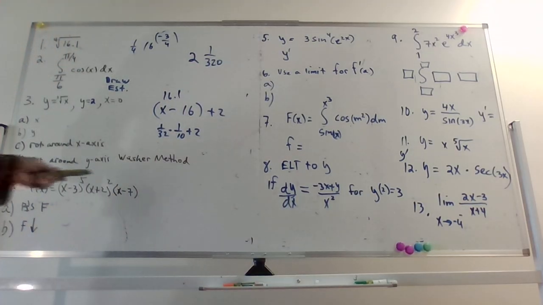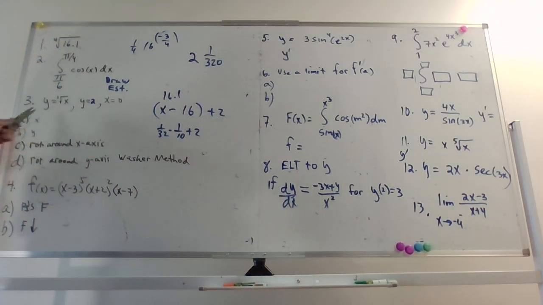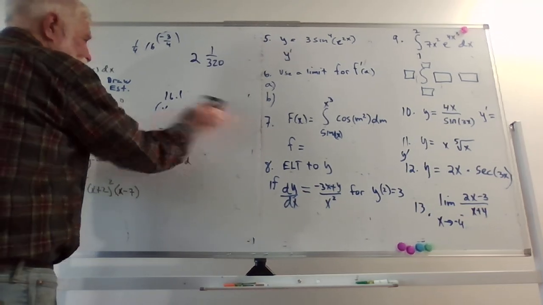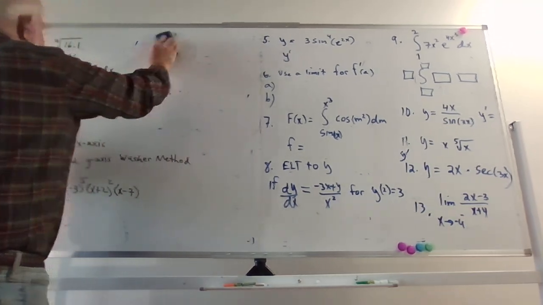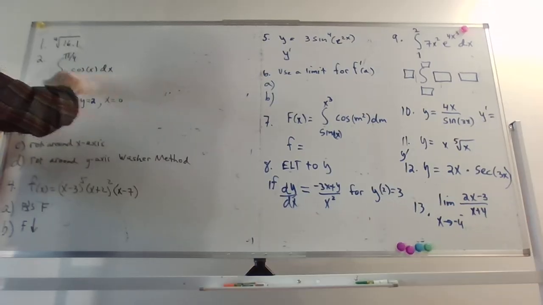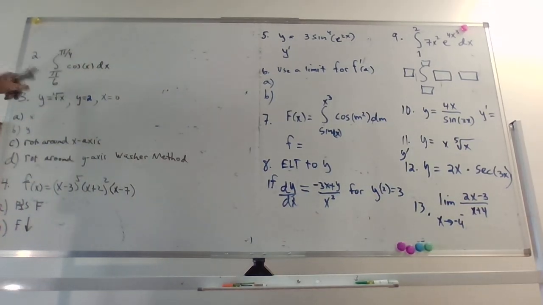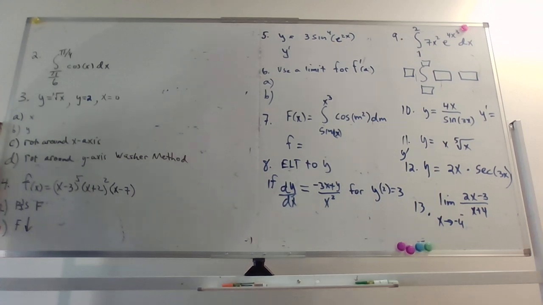Because when I do the washer method here, I just made one up for rotation in terms of y. I thoroughly expect to botch that, but we'll see. Haven't done it in a long time. All right, now this one here. I think you should draw the cosine curve from pi over 6 to pi over 4, look at it, and estimate the area.